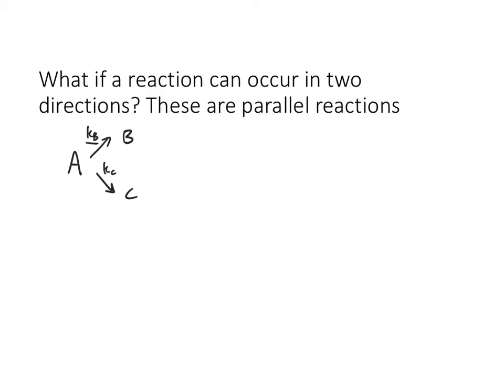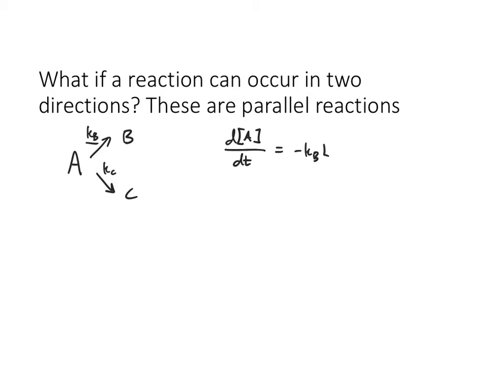Don't mix kb up with Boltzmann's constant. I'm not talking about Boltzmann's constant in this case. I know we use the letter k for about 5 different possible applications. So let's write down the rate law that we get from this. So we know that A is going to be changing concentration because it will be forming 2 different products, and each of those products depends on a different rate constant. So we're going to have 2 terms in our rate law.